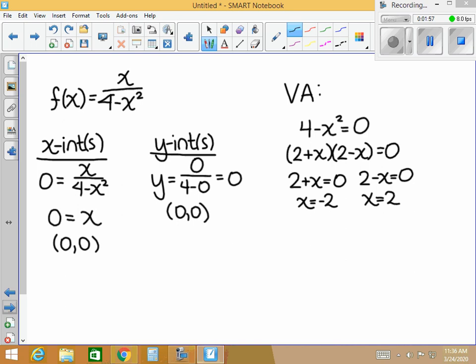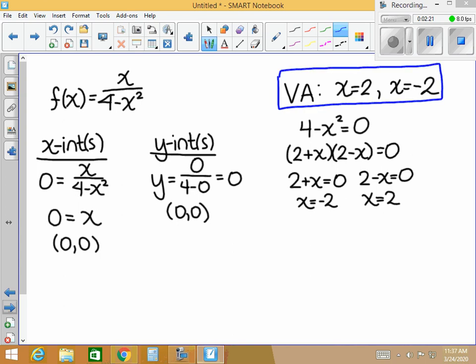The two values of x that make the denominator 0 are 2 and negative 2. If I plug in 2 to the top, or I plug in negative 2 to the top, it doesn't make the top 0 in either case. So our two vertical asymptotes are the vertical lines x equals 2 and x equals negative 2.